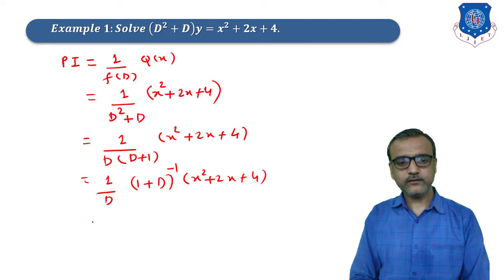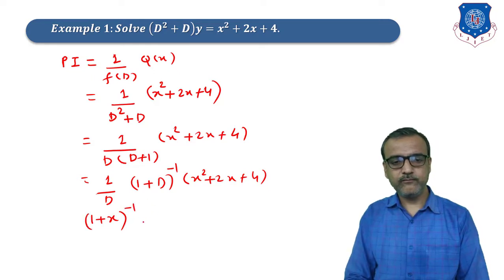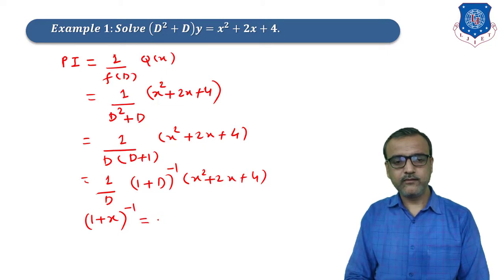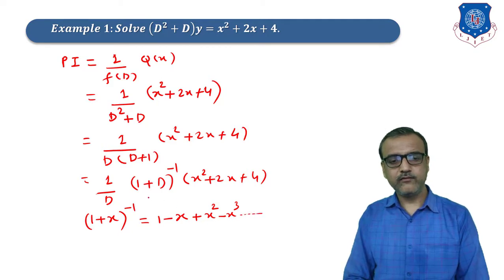Now we will apply this formula of binomial theorem, that is (1 + x) raised to minus 1, and that is 1 - x + x^2 - x^3, and so on. Here we will expand (1 + D) raised to minus 1 up to D^2 only, because the maximum power of x is 2.